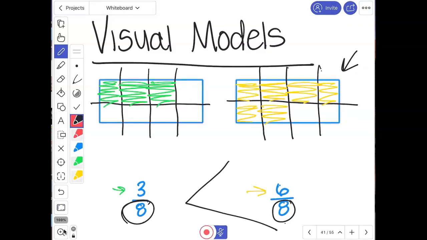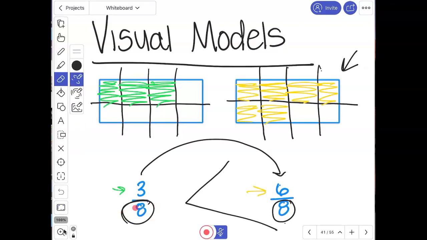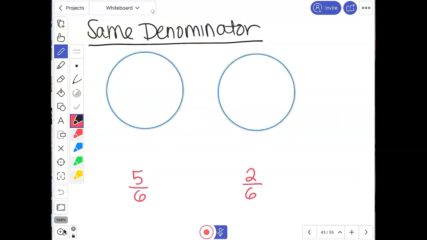I also noticed that if I took my denominators away and just compared my numerators here, 3 is also less than 6. So when I'm comparing fractions and I have the same denominator, the numerators really are the ones who tell the story. Let's look at that visually and then practice it.